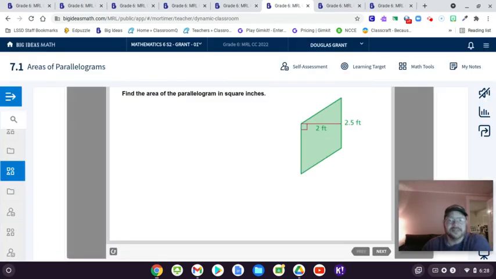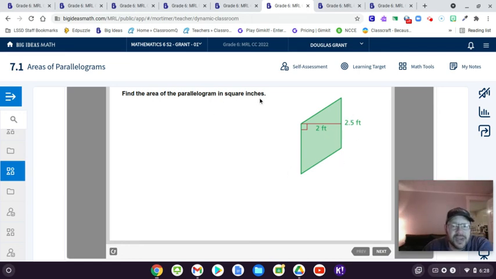Oh, there it is. And the height is 2 feet. The height can be turned, like turn your head 90 degrees, and you'll see that 2 feet is the height, 2.5 feet is the base. That's also tricky sometimes when they tilt the parallelograms. You got to tilt your head or tilt your screen. So keep in mind, this is actually the height, and 2.5 is the base.